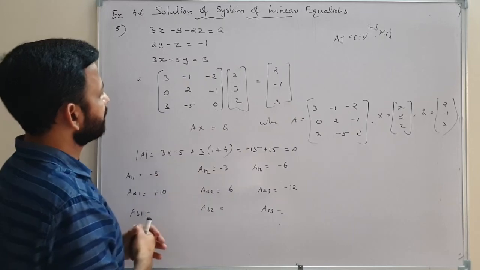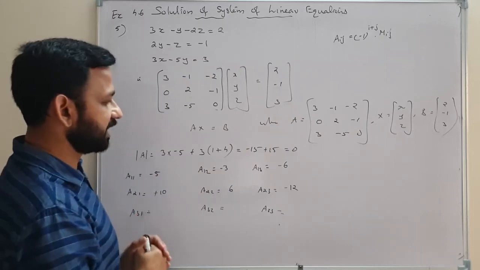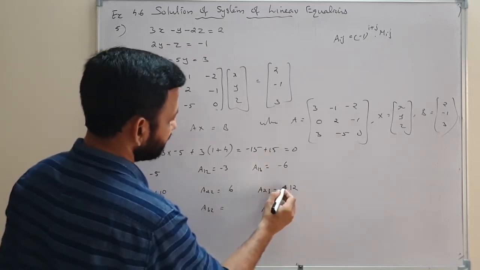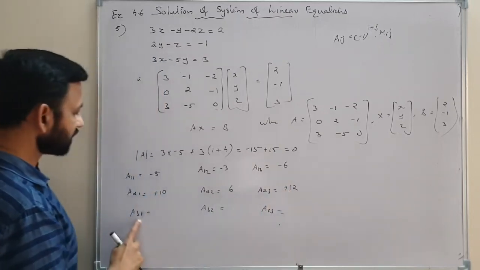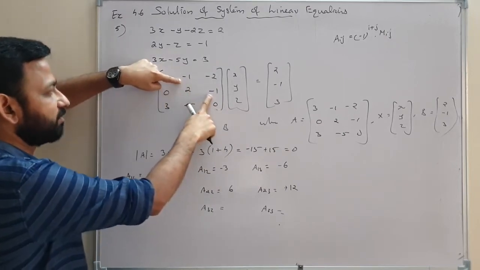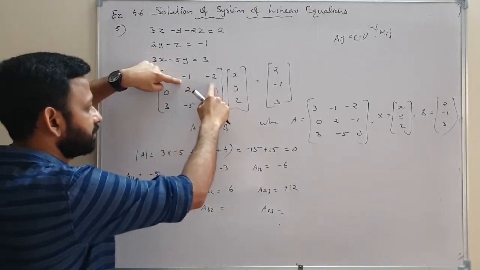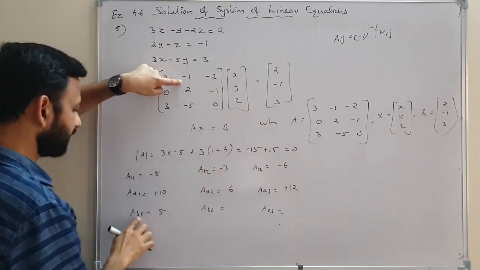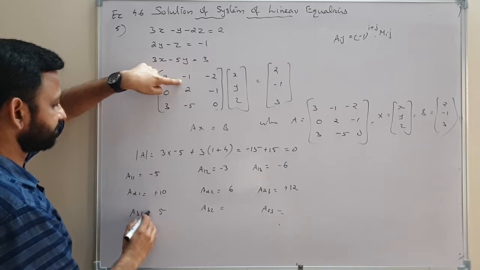Minus 15 plus 3, that is minus 12. Then 3 plus 2, which is an odd number, so opposite sign. Then here, minus 1 into minus 1, that is 1. 1 plus 2 into 2, 4. 1 plus 4, 5. And here it's an even number. Their sum is an even number, so same sign.